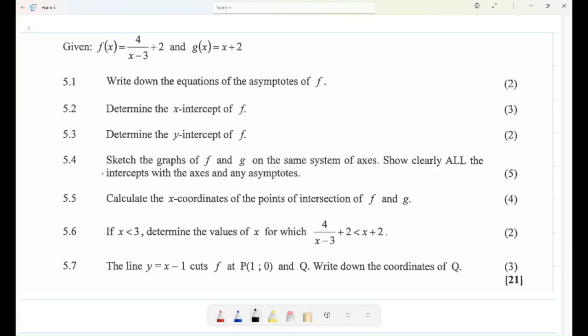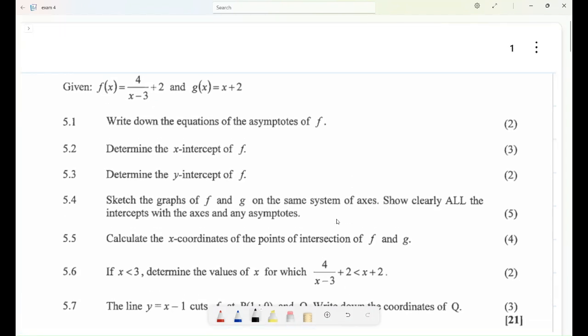In today's video, we're going to look at another question under exponential function as well as hyperbole. Now, we are given a function f of x, which we see is a hyperbolic function, right? A hyperbole function. Then we have a g of x, which we see is a straight line.